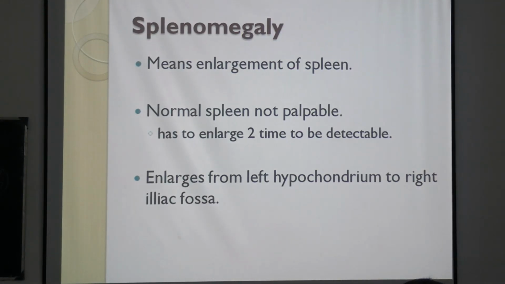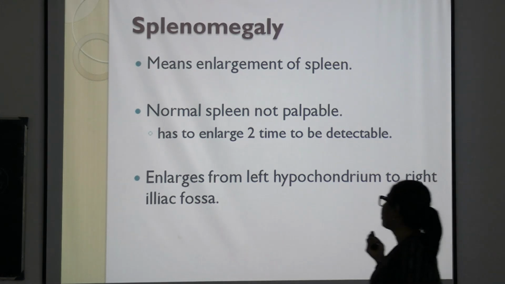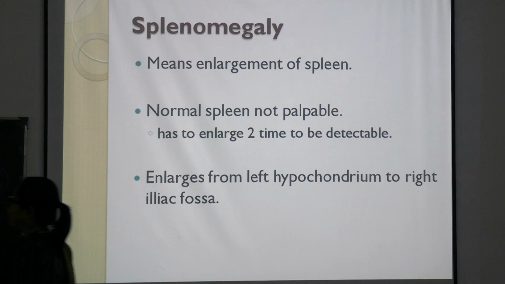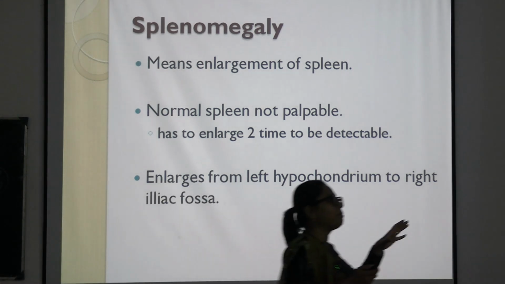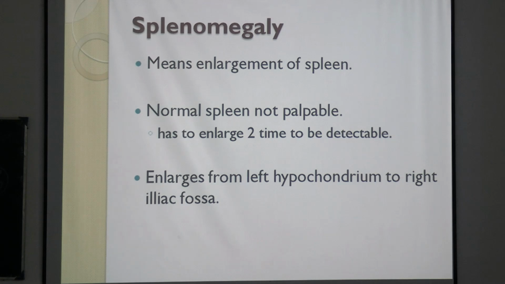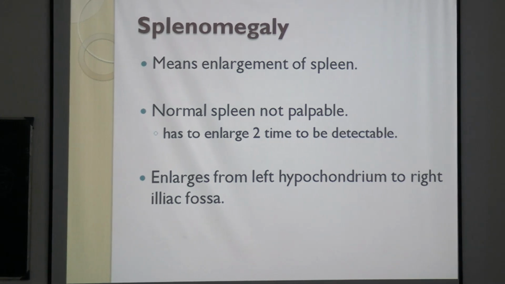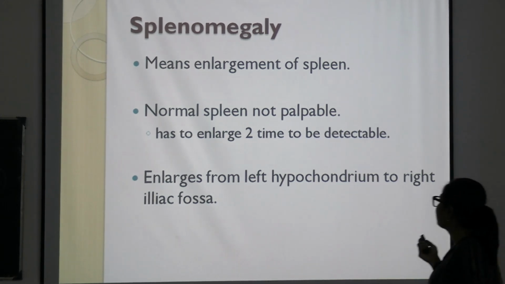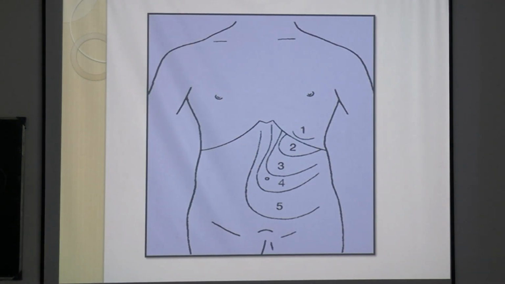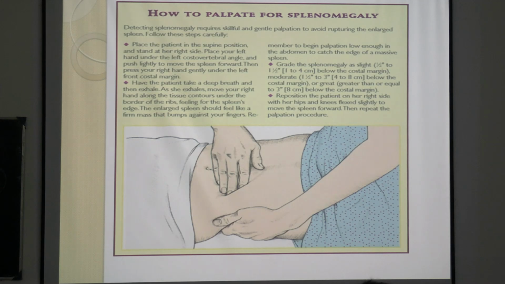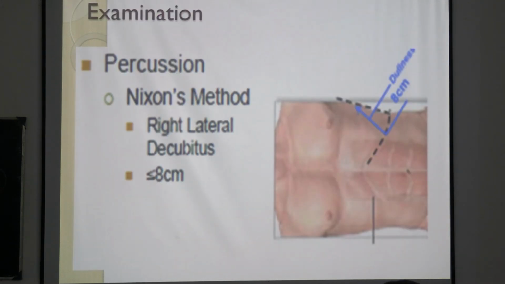Now coming to splenomegaly. We all know it means enlargement of spleen. Now normal spleen is not palpable usually. Sometimes in very low percentage of people, normal spleen is also just palpable. Mildly it could be palpable without any disease. The spleen has to enlarge almost 2 times to be detectable. This is just a grading of splenomegaly. All this is medicine, you don't need.